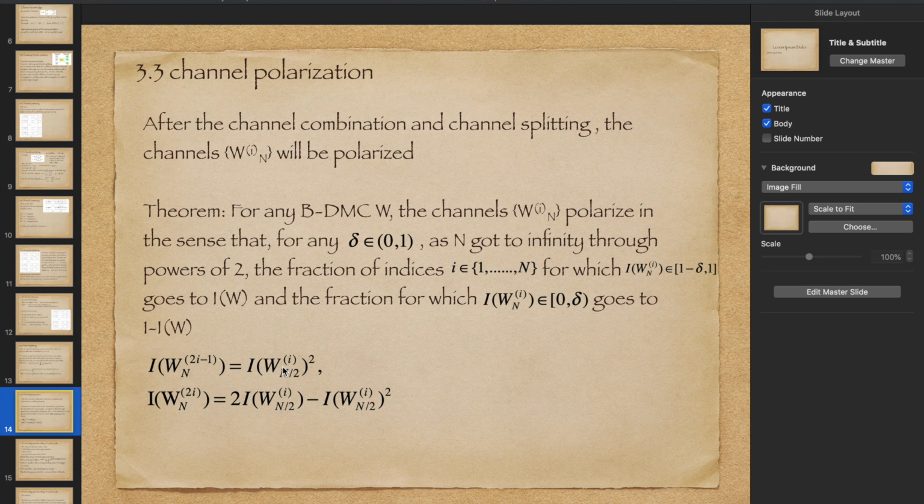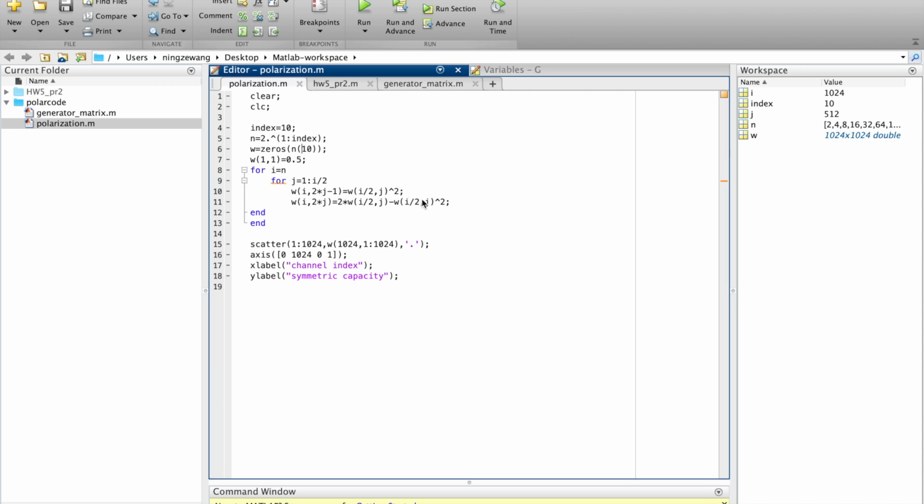So after the channel combination and the channel splitting, the channels will be polarized. Here is the channel polarization theorem. And I did an experiment on MATLAB to see what we can get. Here is the experiment. So here's the code, and we click run.